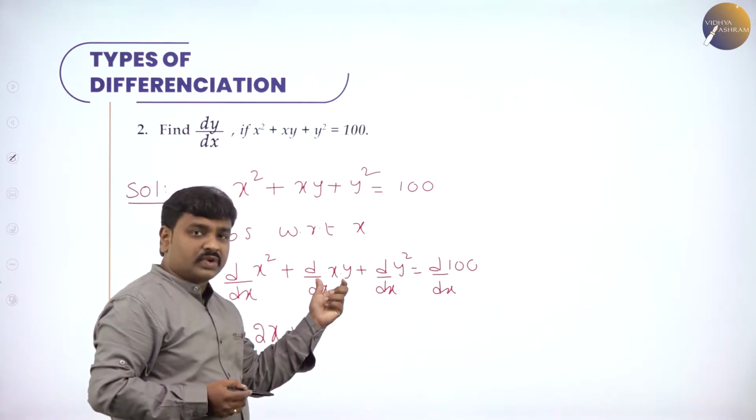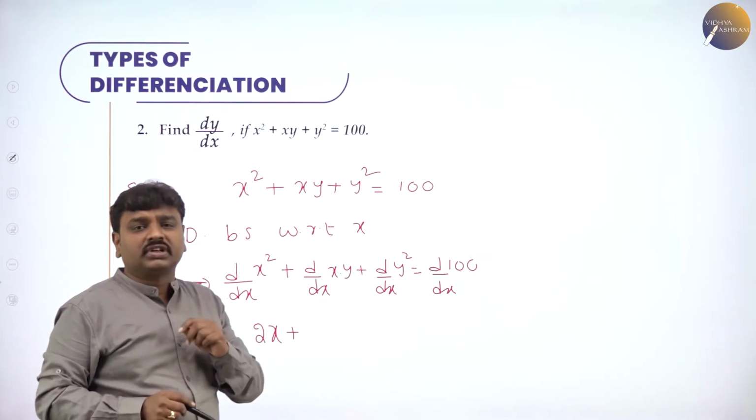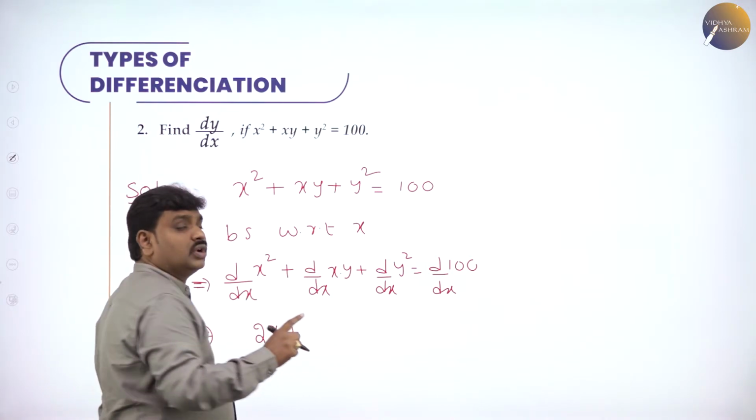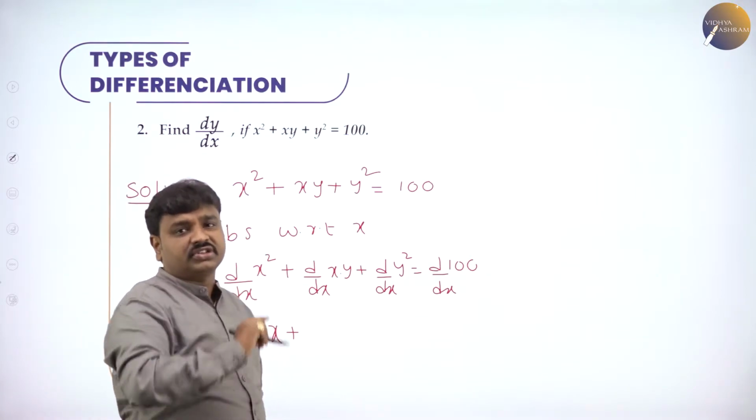d by dx of xy. So xy means what? It is x into y. When there is a product of two functions, you have to use the product rule. Here, without fail, use the product rule. What is the product rule? First function into differentiation of second function plus second function into differentiation of first function.